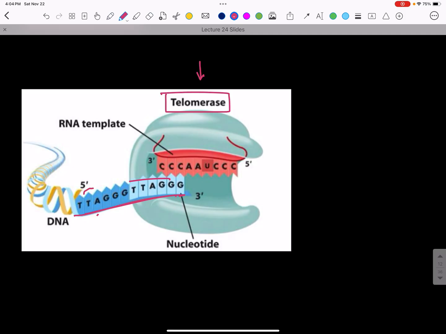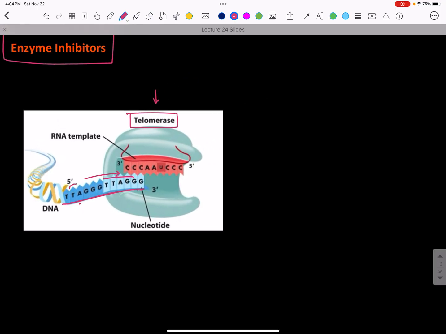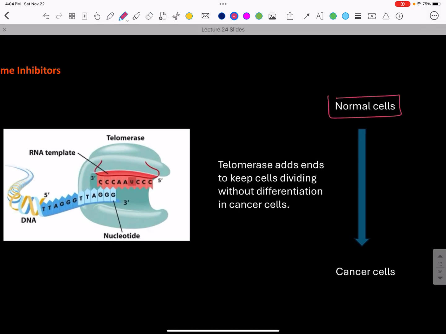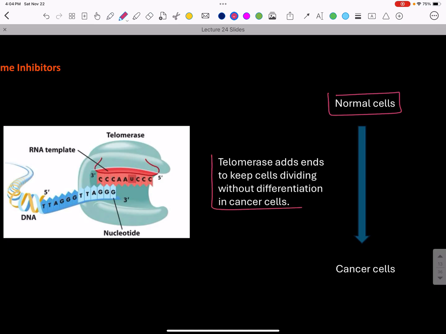Now the telomeres are important because they tell when the cells have to go through apoptosis. Normally, most of the normal cells will have a certain number of cell divisions, after which the cells will go through apoptosis, or programmed cell death. However, in cancer cells, telomerase is highly active and it keeps on adding to the ends so that DNA replication keeps on going without differentiation, thereby leading to cancer cells.